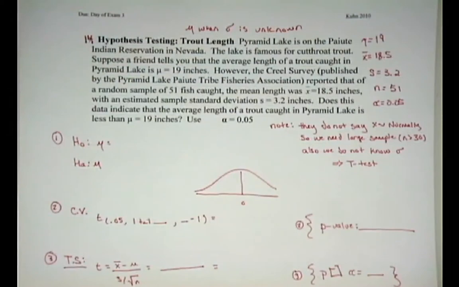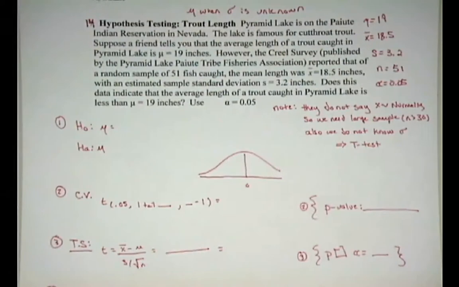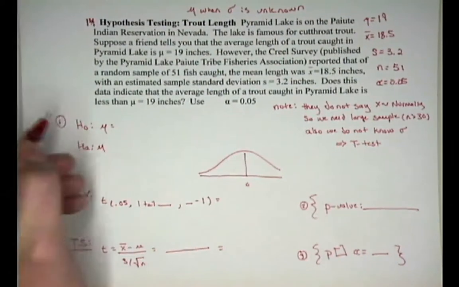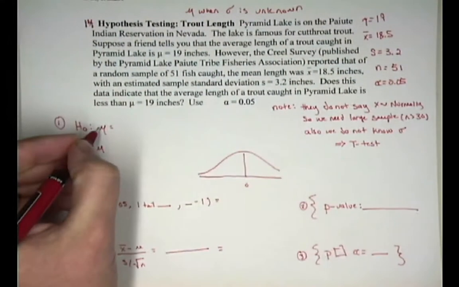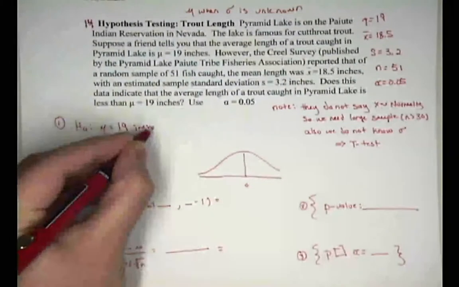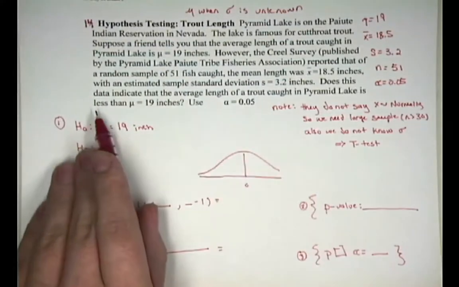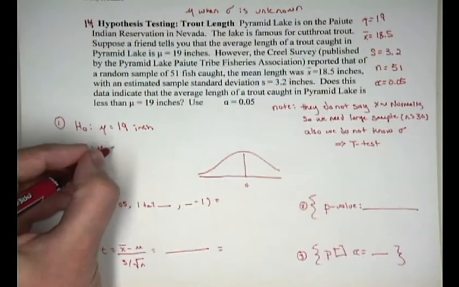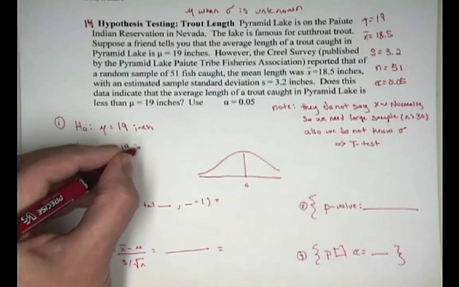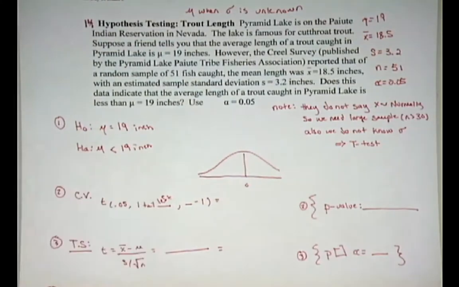I just wanted to cover that because some of you who are interested in statistics might have been asking yourselves questions like that. Okay, so let's go ahead and get into the problem. H0 is the length that they are claiming. They're claiming that the trout are a length of 19 inches. And they want us to test to see if the average length is actually less than 19 inches. So this is going to be a left-tailed test.